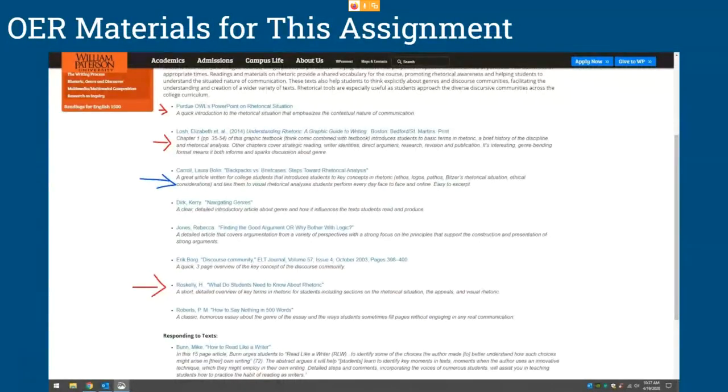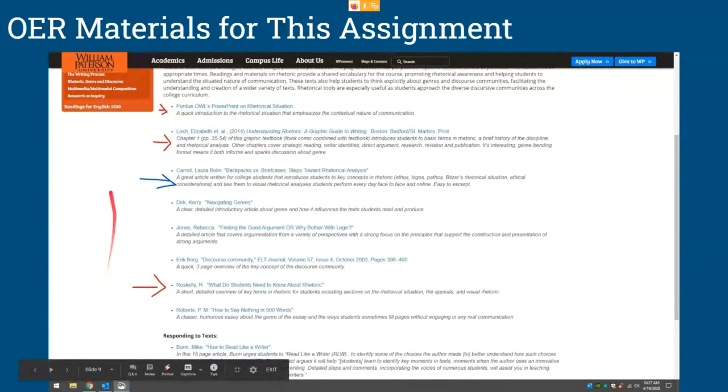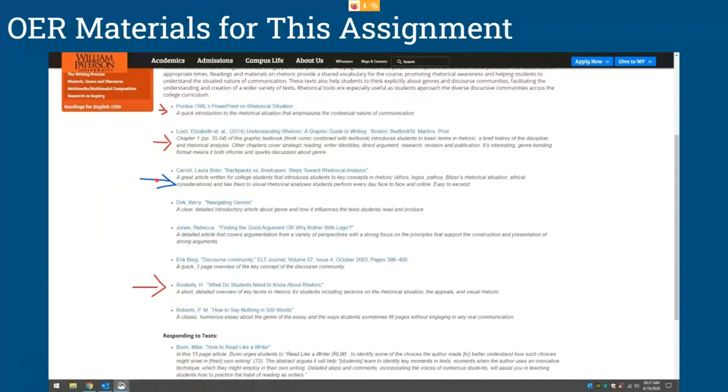And just a quick recap, this deals with 4 of the readings from the OER. I don't always use all 4. I will usually use 1 or 2 of the red readings and the blue. So again, that's the Introducing Key Terms in Rhetoric, Purdue OWL PowerPoint, the Loesch, and the Ross Kelly. And I will usually either give the entirety or an excerpt from the Carroll reading to help them actually understand what a rhetorical analysis is.